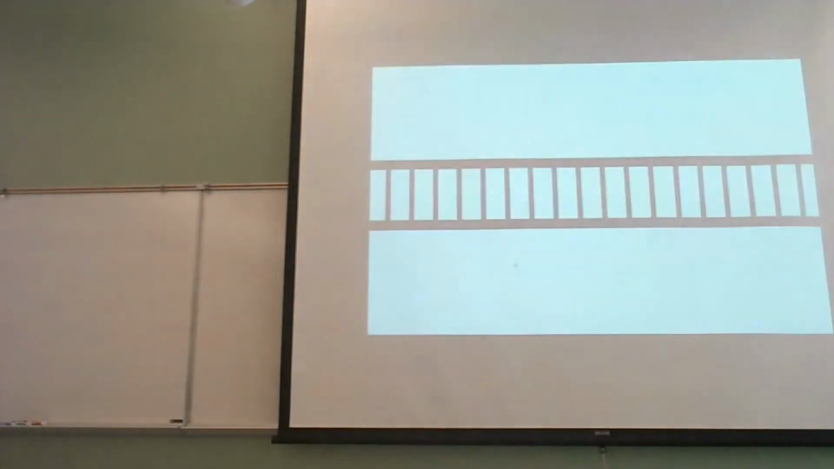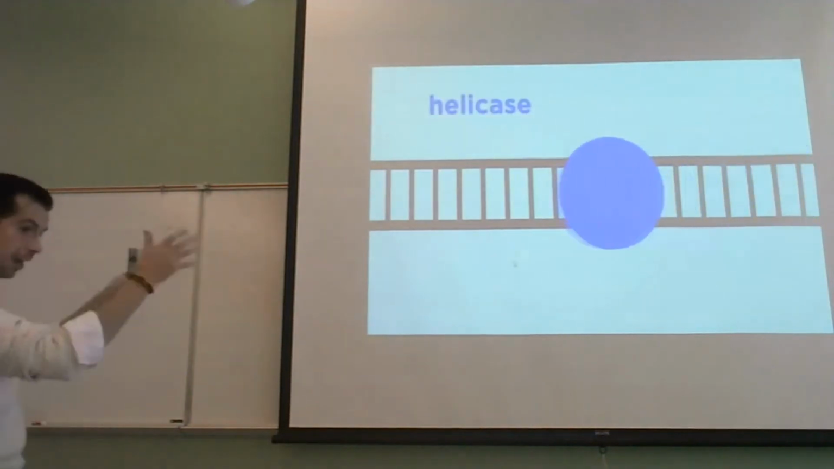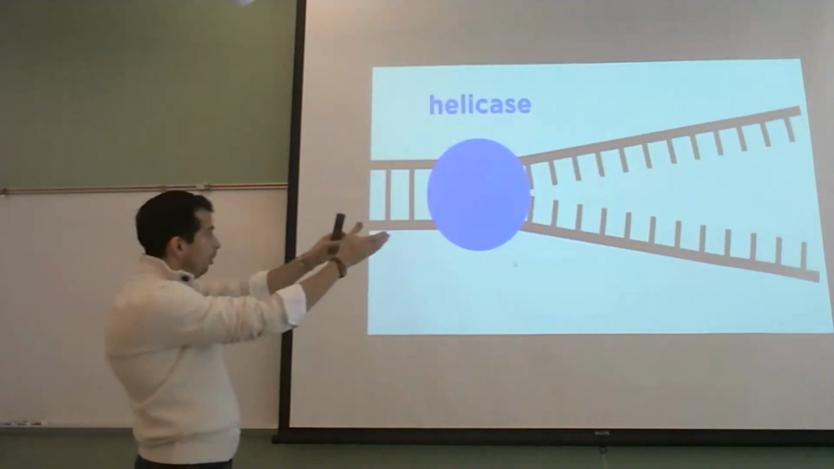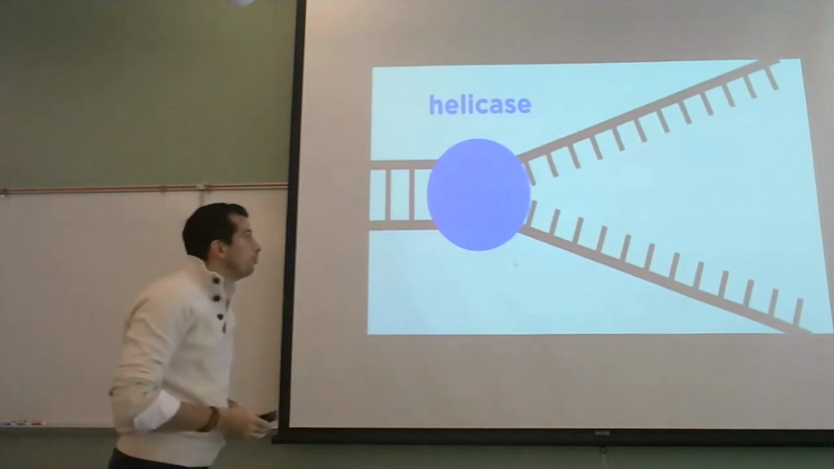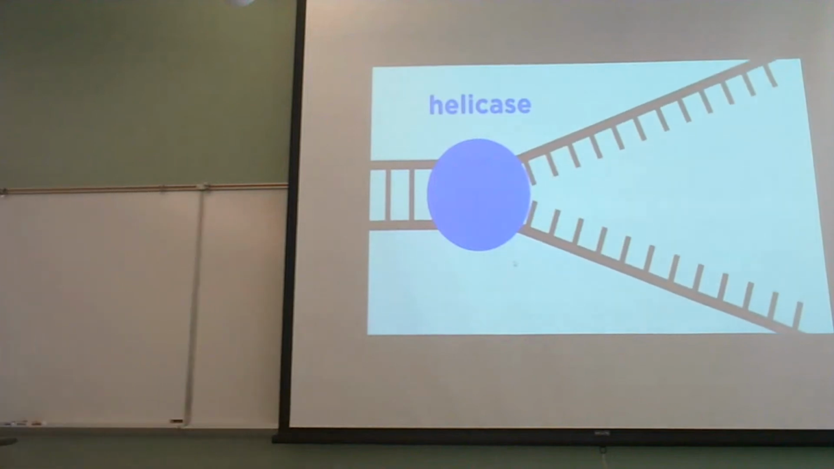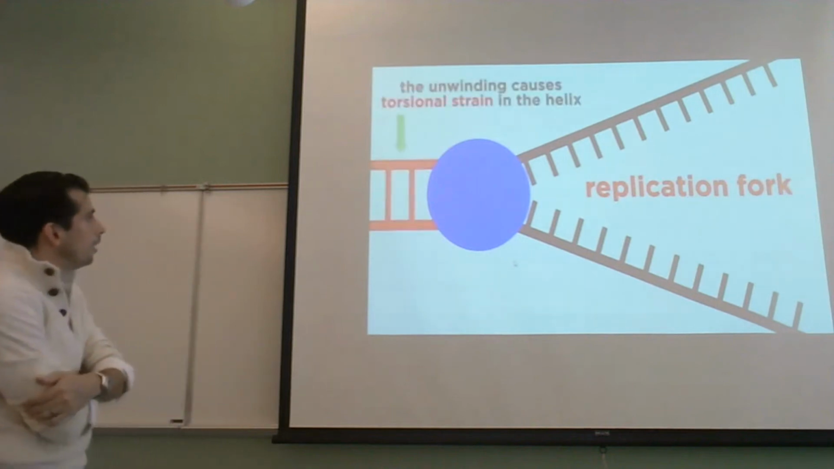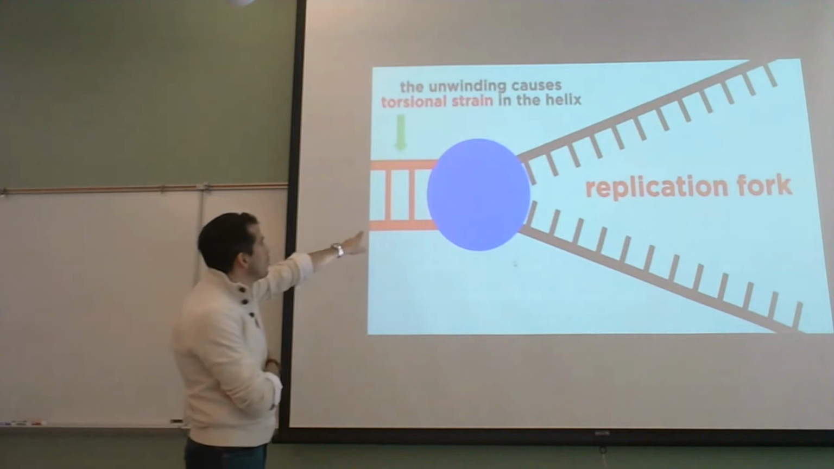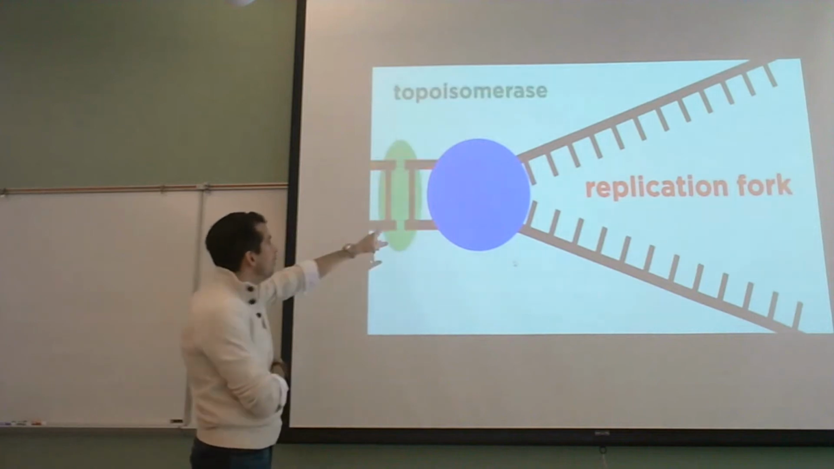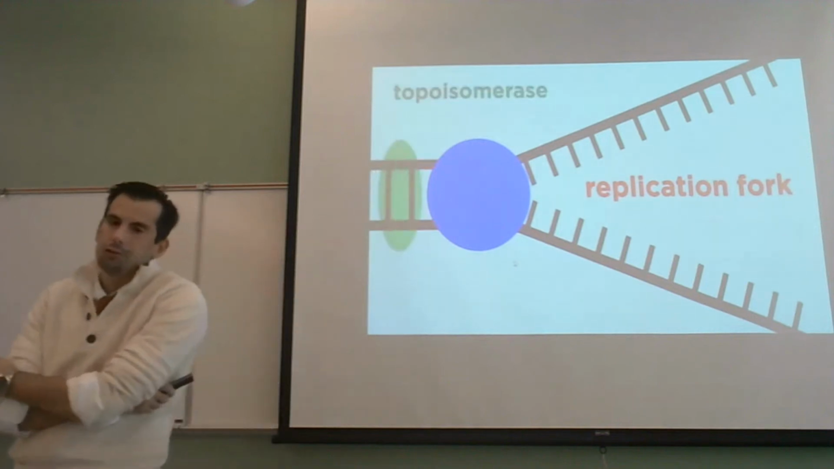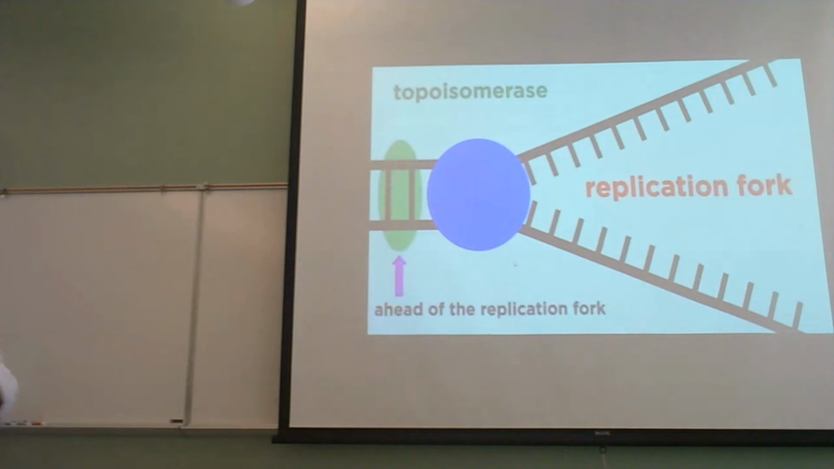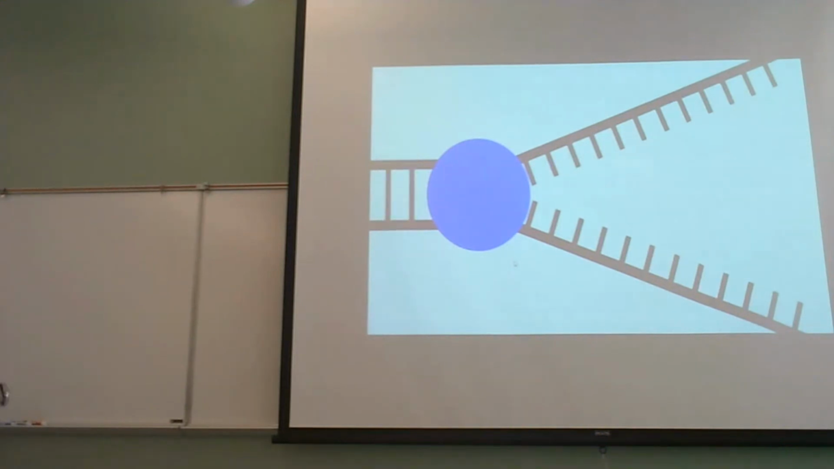So again, let's look at this happening in animation form. Helicase unwinds, unzips, creating our replication fork. But because of the unwinding, we create tension further upstream here. Topoisomerase. It's what's going to split the DNA, let the tension relieve, reattach.